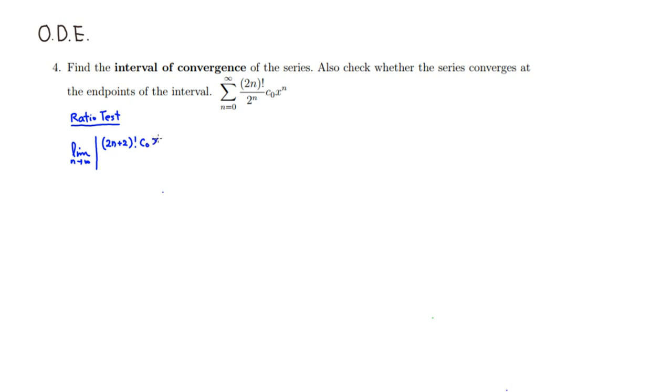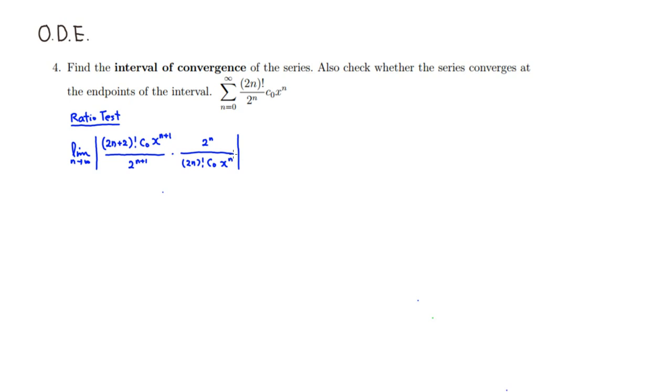Then you have x to the n plus 1, over 2 to the n plus 1. And divide by a_n, so I'm going to just take the reciprocal of that. So you have 2n factorial on the bottom, c0 on the bottom, x to the n on the bottom. Then you have a 2 to the n on top, with the absolute value sign.